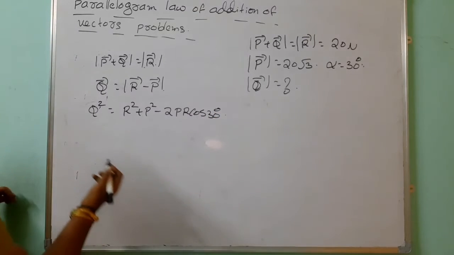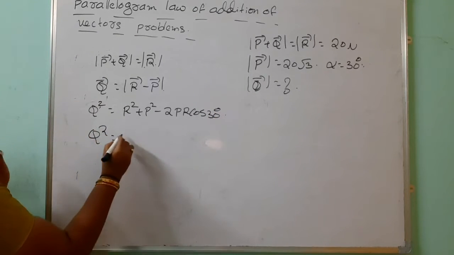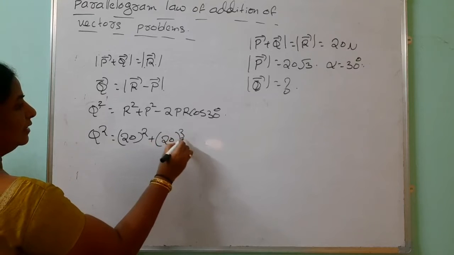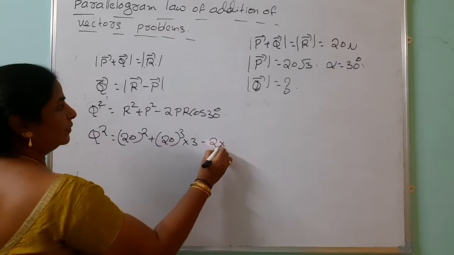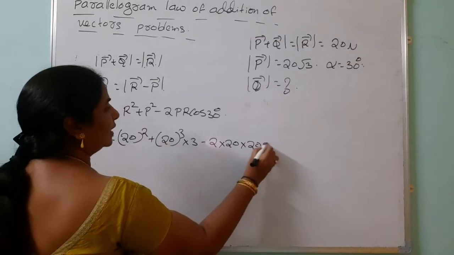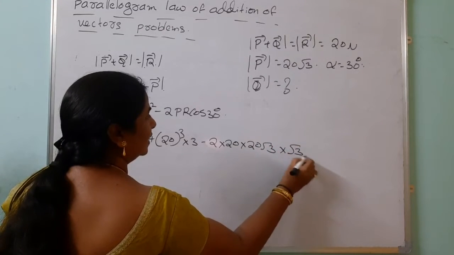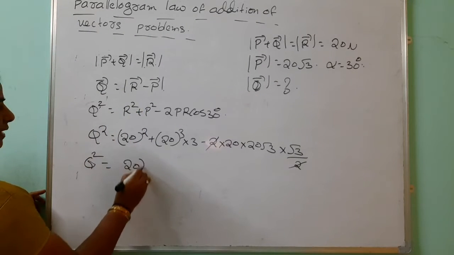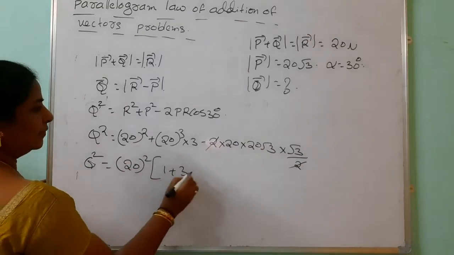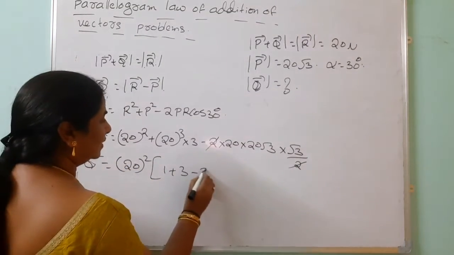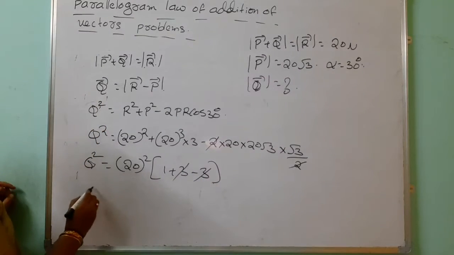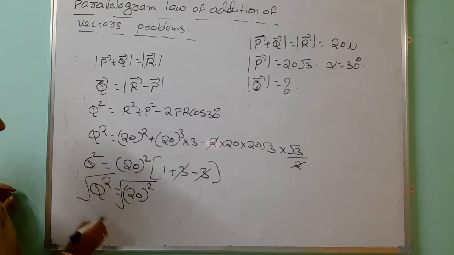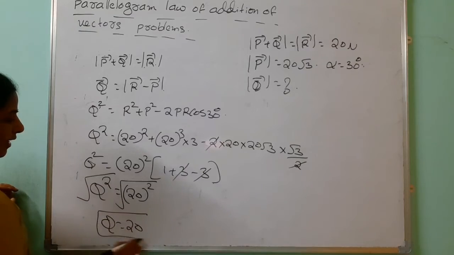Substitute all values. We get q square equals r square, how much? 20 square. P square is 20 root 3 whole square, means into 3, minus 2 into 20 root 3. Cos 30 is how much? Root 3 by 2. This 2 cancels. So q square equals 20 square, taking it common, 1 plus 3 minus root 3 into root 3. This cancels. So q square equals 20 square. Then q equals how much? 20. So like that we can find this.